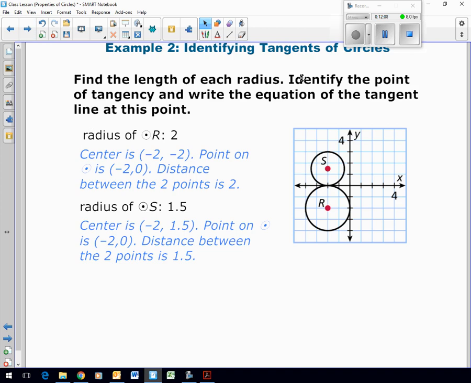Find the length of each radius. Identify the point of tangency. Write the equation of the tangent line at this point. All right. Here's how I like to find radius. Right now, here's an example of what I would do. I would put my finger in the center and count 1, 2.